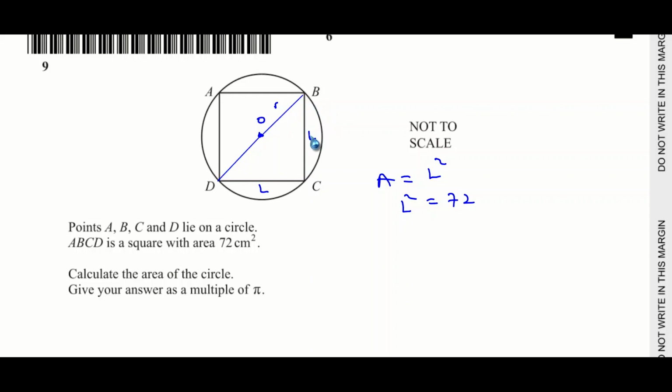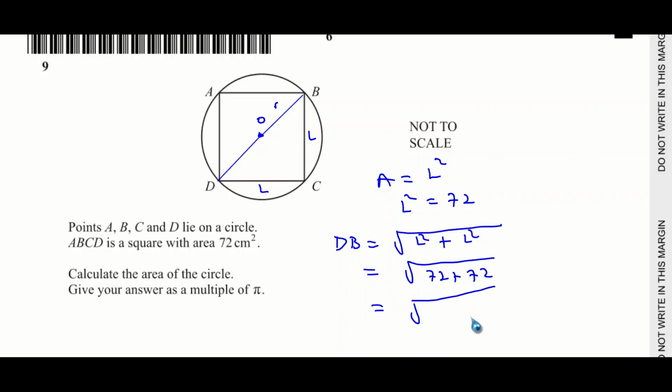So from here we can find dB. dB will be equal to the square root of L squared, that is one side, plus the other side. So this will be equal to the square root of 7² plus 7², which is the square root of 144. So this will be equal to 12 centimeters.